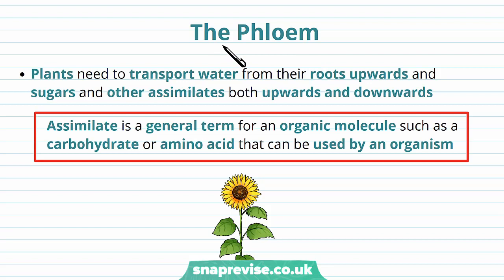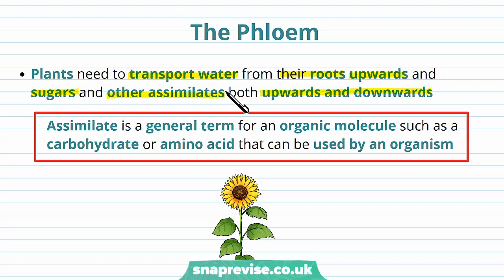So plants have to be able to transport two main things throughout their general structure. They have to transport water up from their roots where it's absorbed, up to all of the different parts of the plant. But the sugars need to be transported up and down in both directions. This accounts for sugars and assimilates as well.